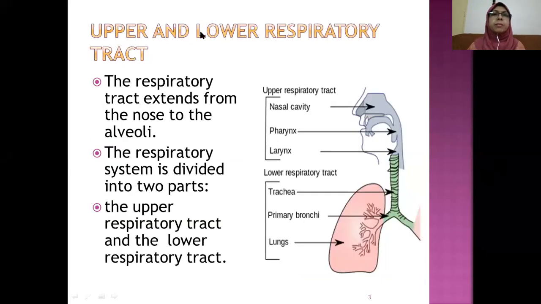During your exam, it is invariably asked: the respiratory tract extends from the nose to the alveoli, and it is divided into 2 parts, upper respiratory tract and lower respiratory tract. The upper respiratory tract is from the nasal cavity up to the larynx, and the lower respiratory tract is from the trachea up to the alveoli.